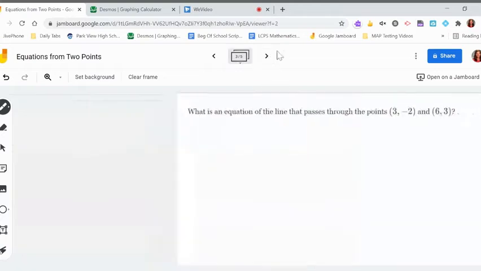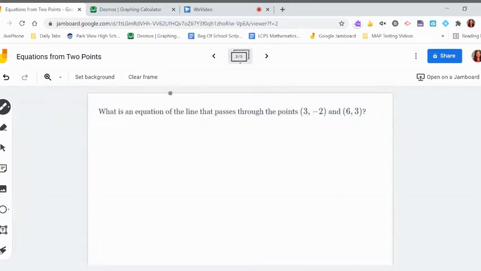And there we go. That is my equation. Okay. Let's look at another example. What is an equation of the line that passes through the points? Again, I'm going to label x1, x2, y1, y2, and I'm going to use my formula. And you can always just go back. You can Google this formula too. y2 minus y1.